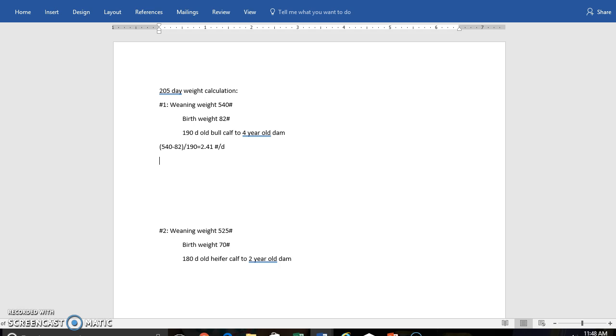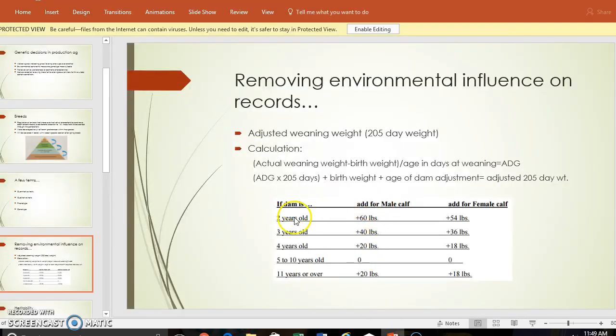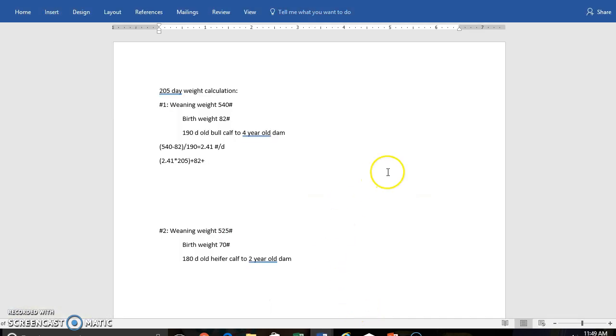From there, you take your average daily gain times 205, because you want to put it on that same 205-day scale. Add back in the birth weight and then add back in that factor. We have a bull calf from a 4-year-old dam. If we look at our chart, if the dam is 4 years old and it's a bull calf, it's 20 pounds. So this calf would get a 20-pound adjustment, and if it was weaned at 205 days, it would weigh about 596 pounds at 205 days old.